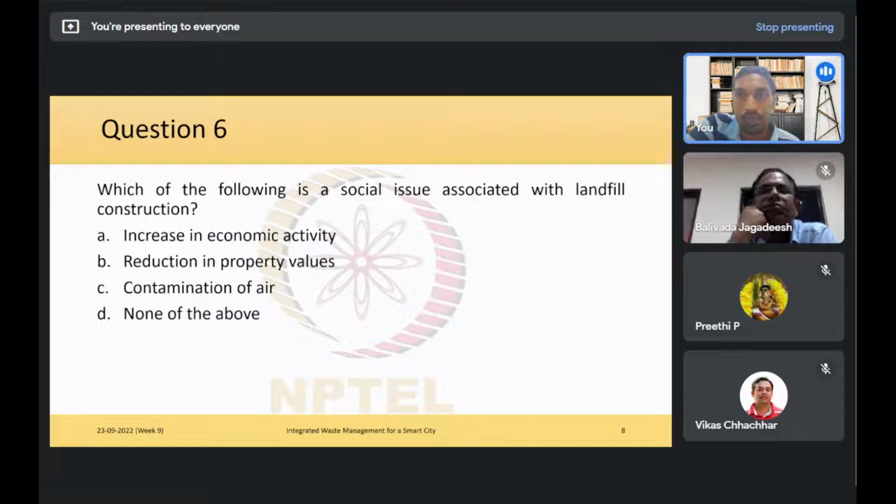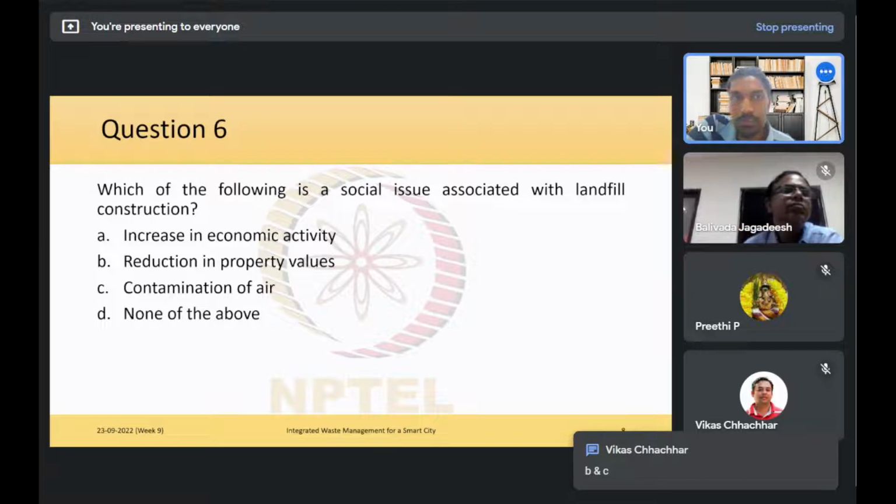Okay. Question number 6. Which of the following is a social issue associated with landfill construction? The options are increase in economic activity, reduction in property values, contamination of air, and none of the above. So we need to classify which of these falls under a social issue. A landfill can create a variety of issues with respect to environment, social, legal, and so on. We need to know which of these is a social issue.